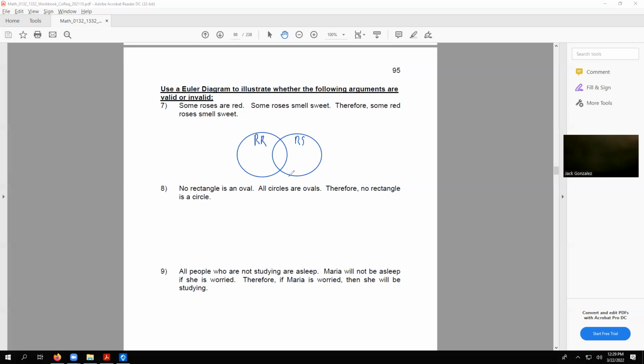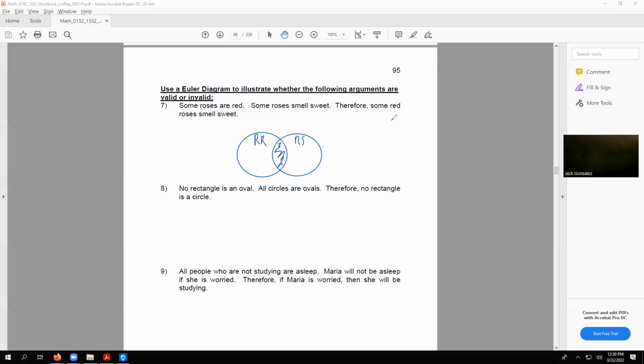So I think this statement is valid. There should be some red roses that are sweet, and they should overlap here. I don't think there's anything wrong with this argument. So we have to read it and see, are they making an assumption that can't be drawn from those two statements? Can they truly make that assumption? Or does that last statement have anything to do with what they gave you? So that's what you're looking for.